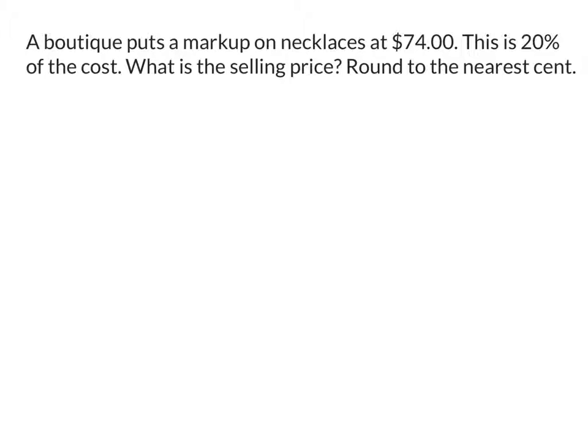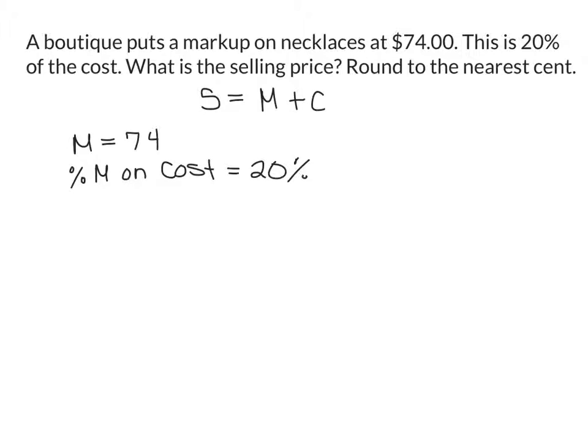A boutique puts a markup on necklaces at $74. This is 20% of the cost. What is the selling price? Round to the nearest cent. In order to find the selling price, we need to use the formula for selling price, which is S equals M plus C, meaning that the selling price equals the markup plus the cost. If we look at our problem, we're given that the markup is $74, and it also tells us that this $74 is 20% of the cost.